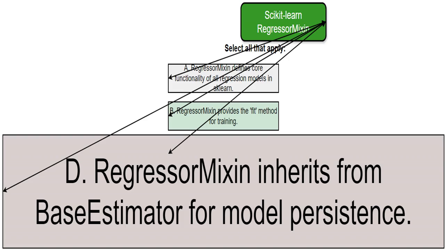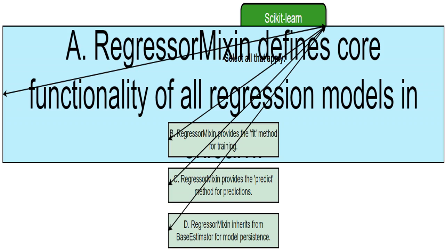RegressorMixin uses inheritance from BASESTIMATOR, which is a superclass in Scikit-Learn, to handle essential tasks like saving and loading model settings. This is incredibly important for managing trained models over time. This is often not directly involved in the model's training or prediction steps, but instead lets you manage the model as an object. This is incorrect.